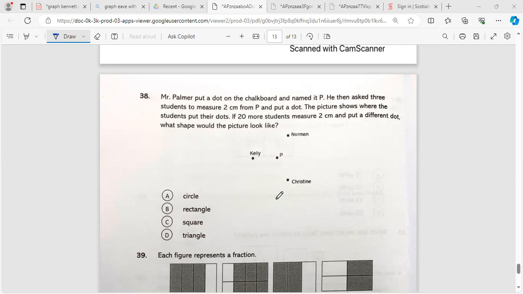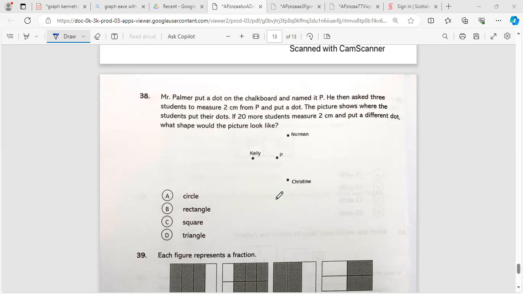Because it says if 20 more students measure 2 centimeters and put a different dot, you'd have to put a dot 2 centimeters away from P, and then you would have dots and dots until you get your shape. And I think it's A, a circle.